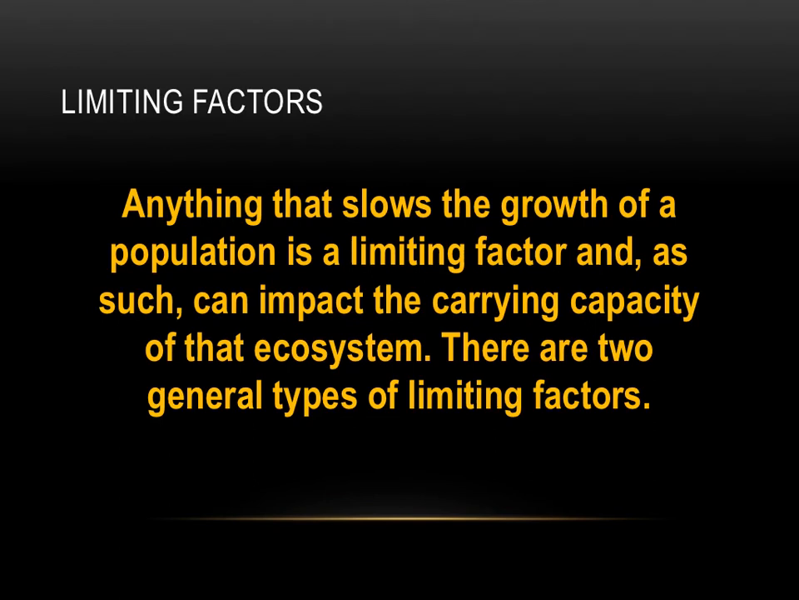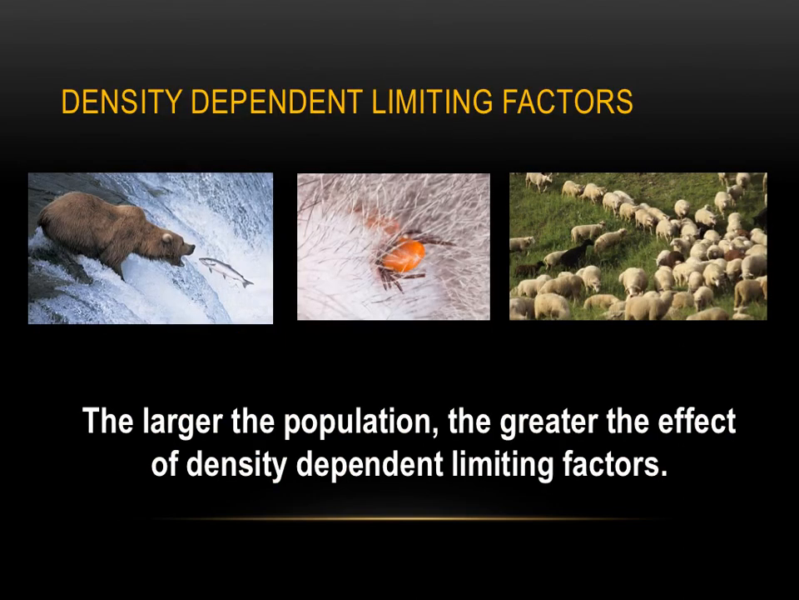Anything that slows the growth of a population is a limiting factor, and as such can impact the carrying capacity of that ecosystem. There are two general types of limiting factors. Density-dependent limiting factors literally depend on the number of individuals in the area. The larger the population, the greater the effect of these limiting factors. These are typically biotic factors or living factors that include predation, parasites, disease, and competition. For example, the more dense the population is, the easier it is for disease to spread and kill members of that population.